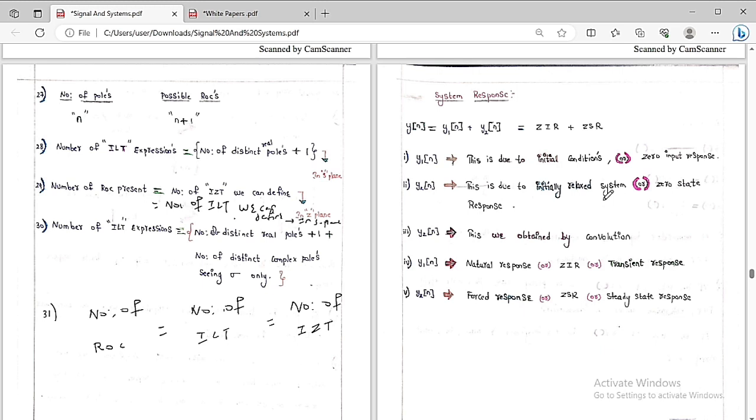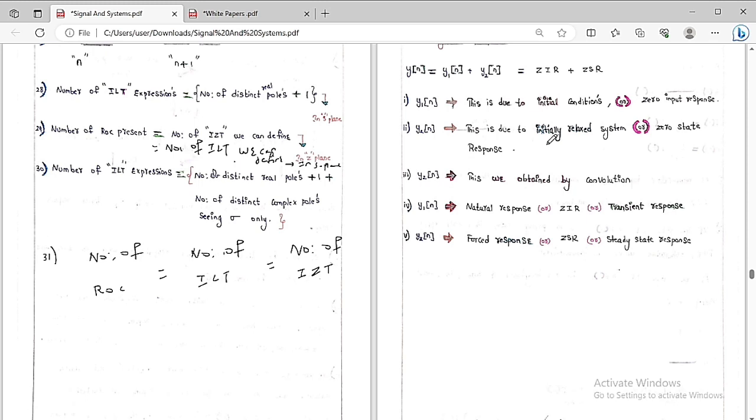So therefore, y1 of n is the response due to the initial state conditions, or the zero input response. And y2 of n is due to an initially relaxed system, or the zero state response. And y2 of n we can obtain by the convolution method. y1 of n is also called the natural response, or the zero input response, or the transient response. Whereas y2 of n is called the forced response, or the zero state response, or the steady state response.